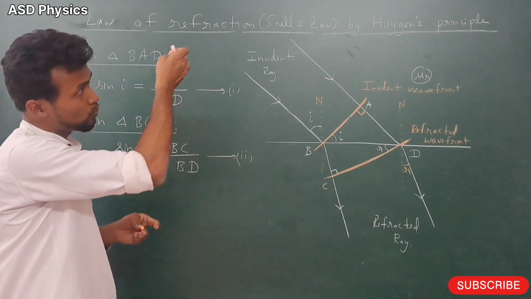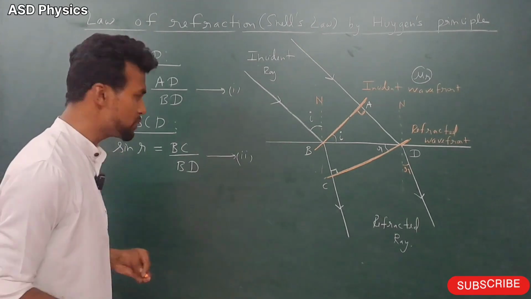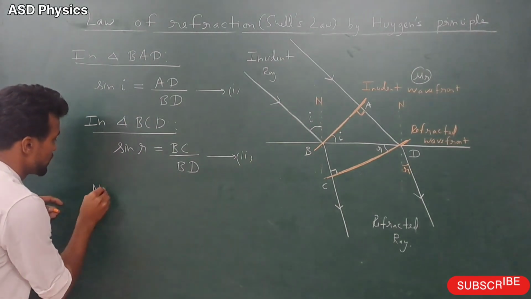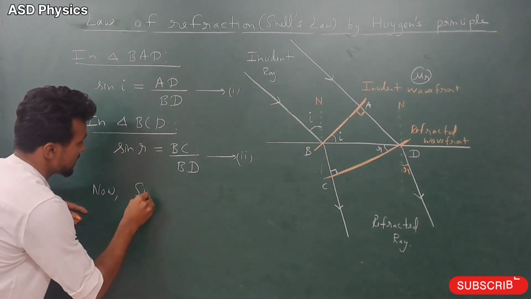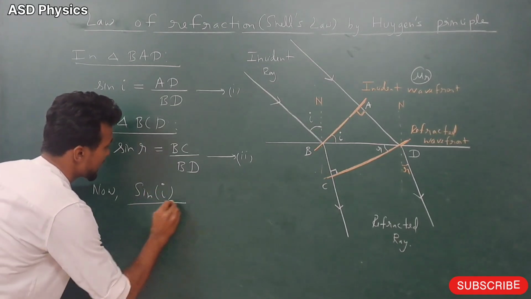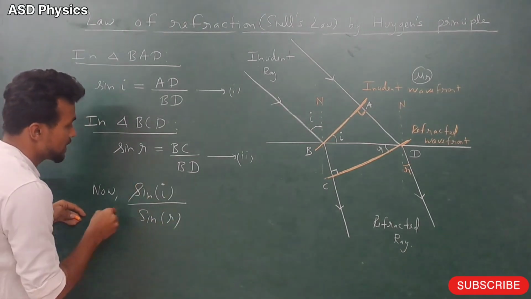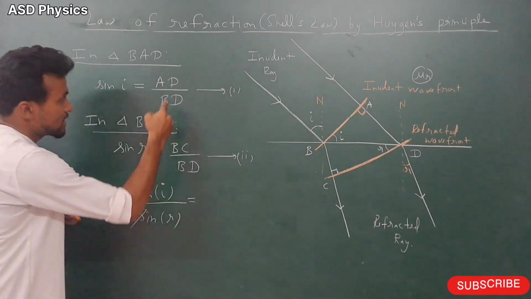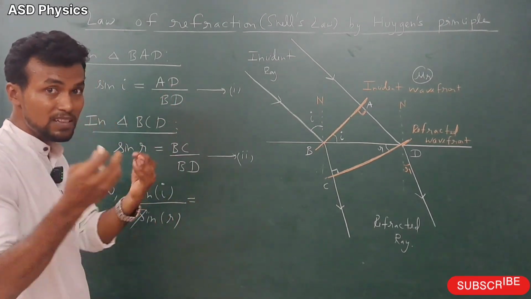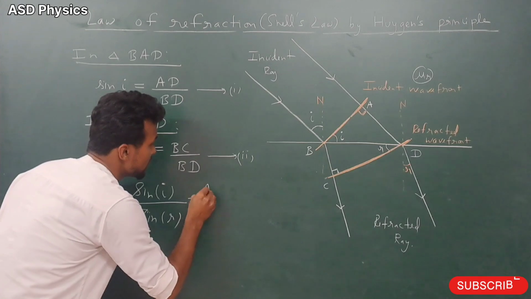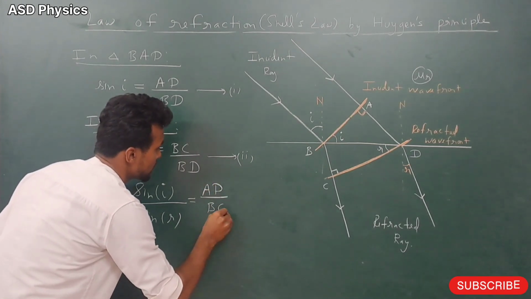Now what will we do? To prove Snell's law, we will divide the equations. Very simple, is it? So see here. Now what to write here? Sin I by sin R. When we divide, this BD will cancel. So this will become AD by BC.